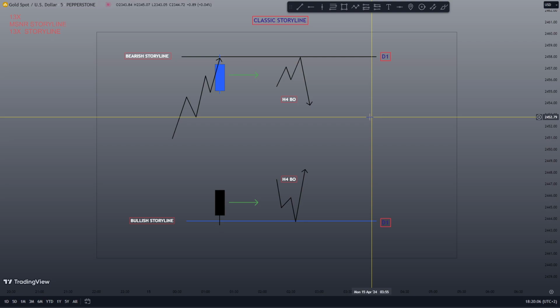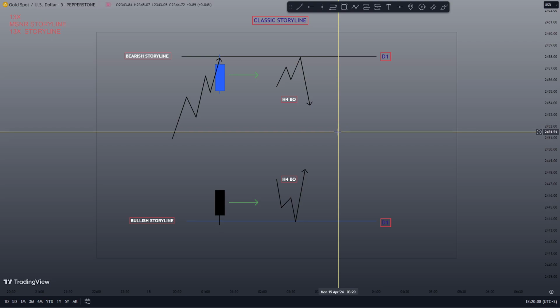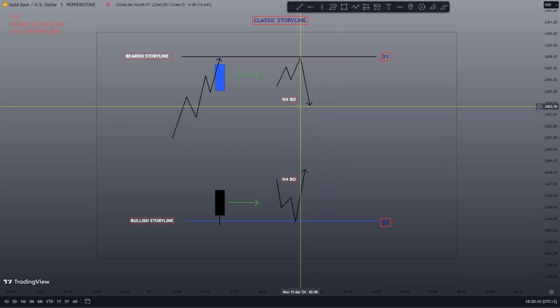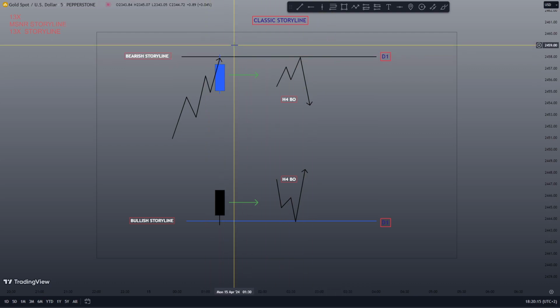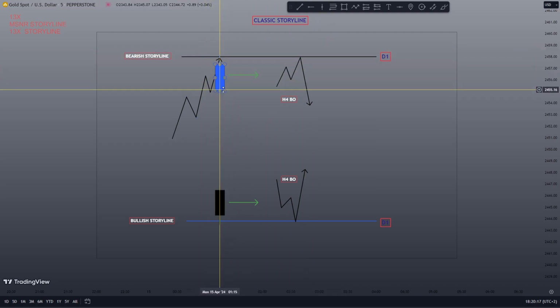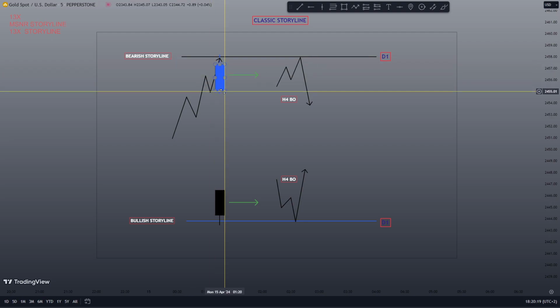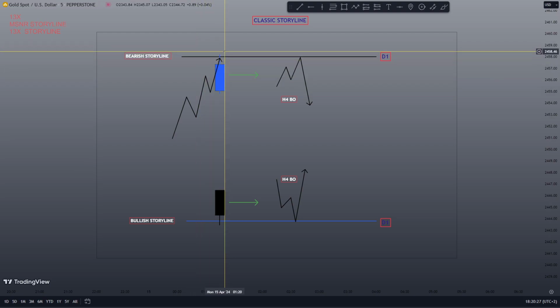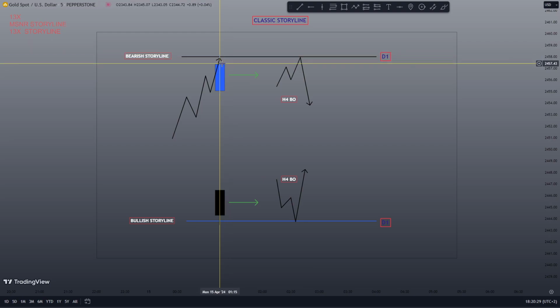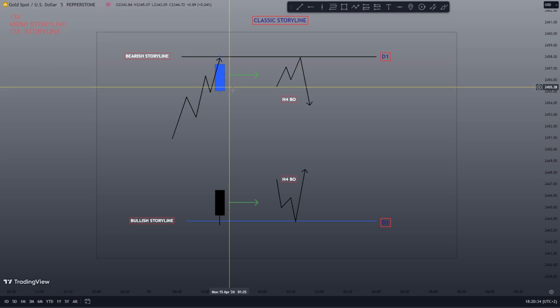H4 breakout: we need to see the break of the last A or V level that got formed before price touched the daily level. What's the meaning of that? Price is heading up to touch our daily fresh level. We have a rejection, a daily rejection. What's the meaning of daily rejection? We need to see a daily candle touch our level and be rejected. That's the meaning of a daily rejection.